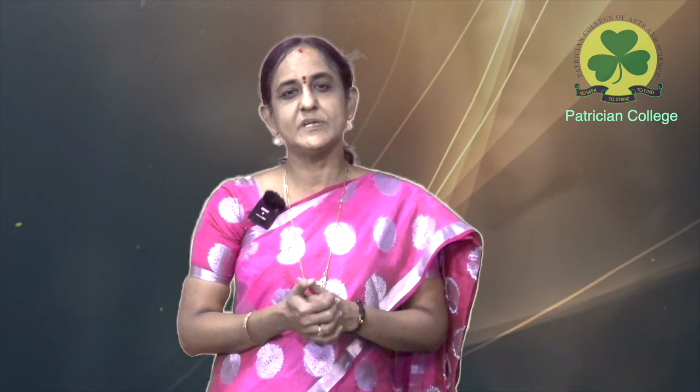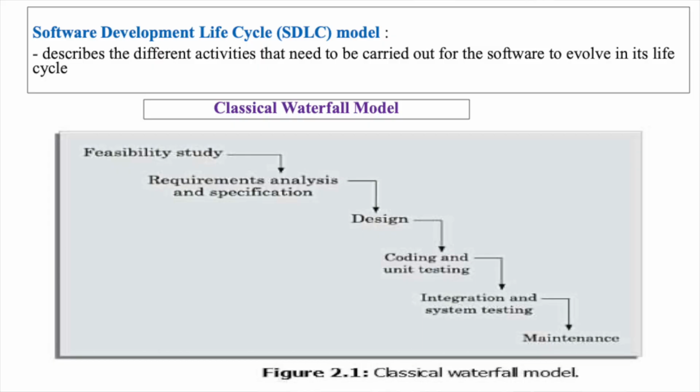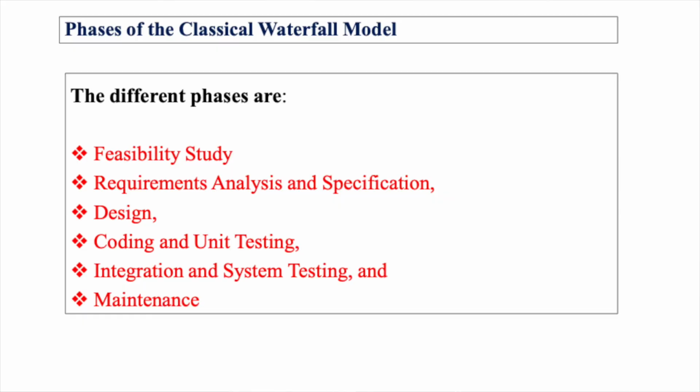Let's first see the software development lifecycle model, which is also called SDLC. This SDLC describes the various activities that are carried out for software development. One of the important SDLC models is the classical waterfall model. There are 6 phases in the classical waterfall model. Number 1, feasibility study. Number 2, requirement analysis and specification. Third, design. Fourth, coding and unit testing. Fifth, integration and system testing. And the last one is maintenance.